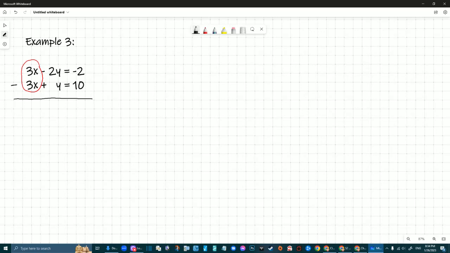This example is going to look a little bit different than the last few. When you subtract, you are subtracting the entire bottom equation from the top equation. That means that subtraction applies to the first term, the second term, the constant term. Everything's being subtracted. So let's go ahead and do that from left to right together. I know that 3x minus 3x is 0. Those things cancel. My next operation is -2y minus another y. That's going to give me -3y. On the other side, I have -2 minus 10, which is going to give me -12.